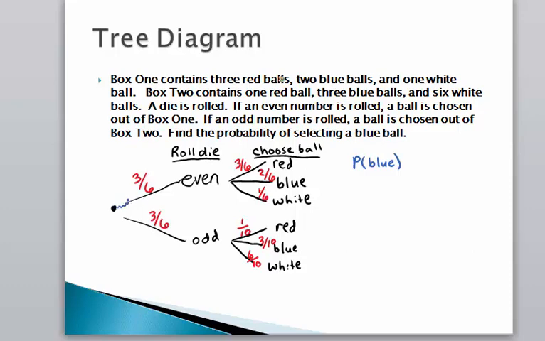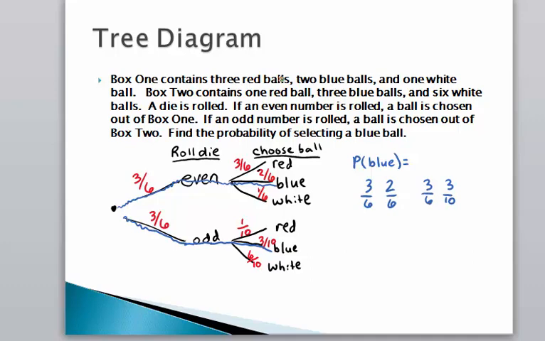So I could go from the starting point, go this way, go through the even, and select the blue ball. And as I do that, I'm going to write the numbers down on the path. So that would be 3 over 6, and then that would be 2 over 6. And we'll decide in just a second what we want to do with those numbers. Another option is this path, coming this way through the odd number and selecting the blue ball. And so again, I'm going to take my numbers, 3 over 6 and 3 over 10.